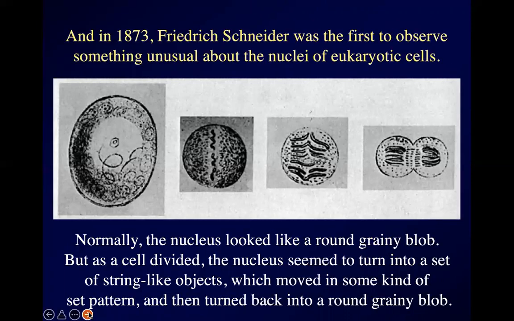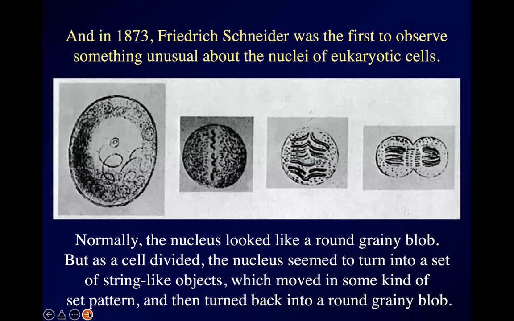Okay, so not only do artificial dyes make your clothing a lot more colorful, a lot of those stains turned out to be useful in looking at cells. And in 1873, a guy named Schneider was looking at cells in the tail of salamander tadpoles, if memory serves. And he was the first to observe something rather unusual about eukaryotic cell nuclei. Normally, over on the left, you can see what an ordinary cell looks like in the tail of a salamander tadpole. It's kind of a roundish cell, and the nucleus looks like a round, grainy blob.